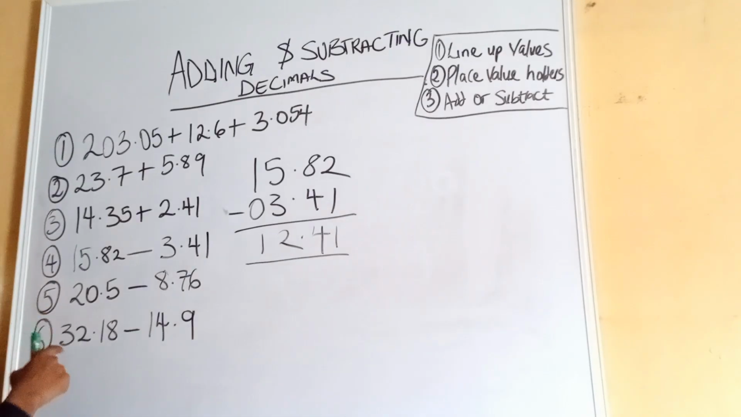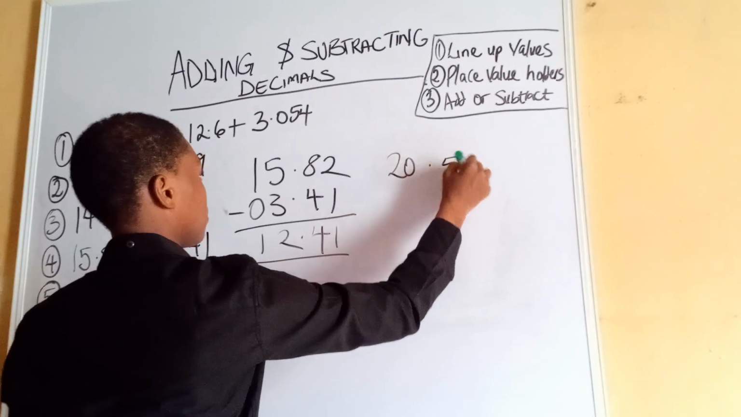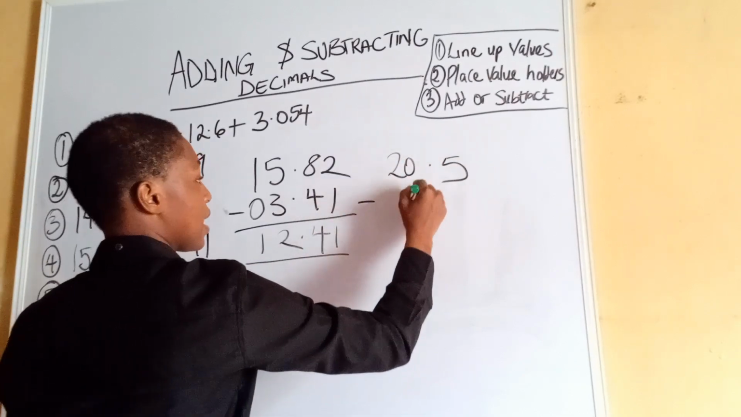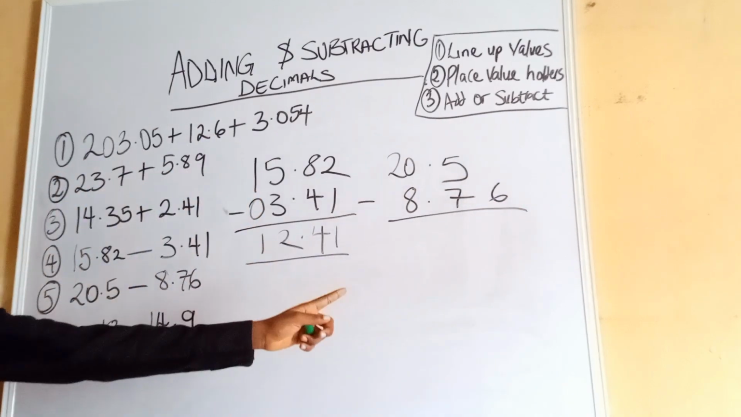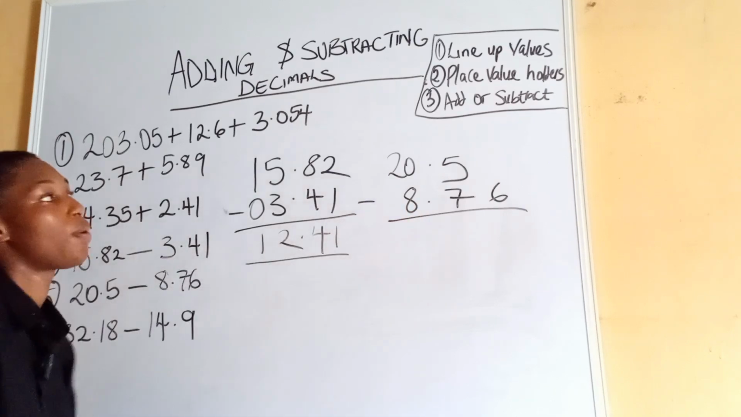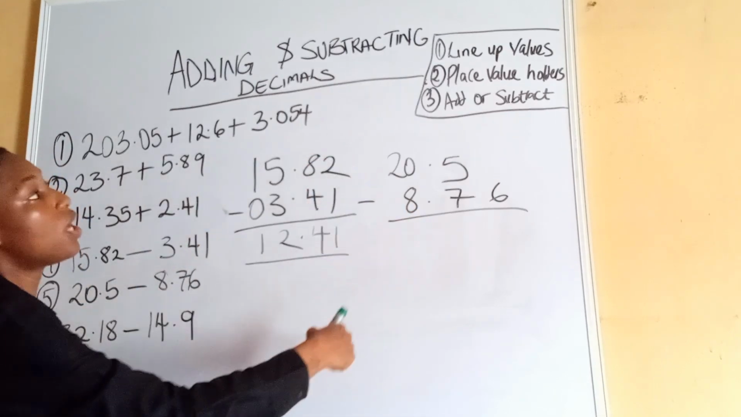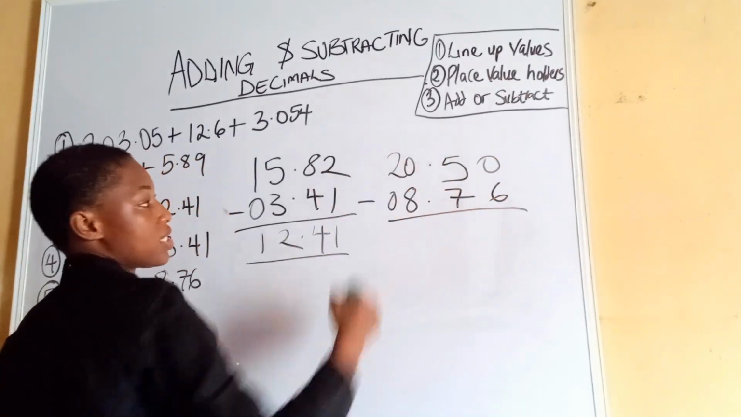So for question 5, we have 20.5 minus 8.76. This is a question where you have to borrow. 20.5 minus 8.76. So I've lined up my values. I'll add my place value order. So I'll add my 0 here, my 0 there.